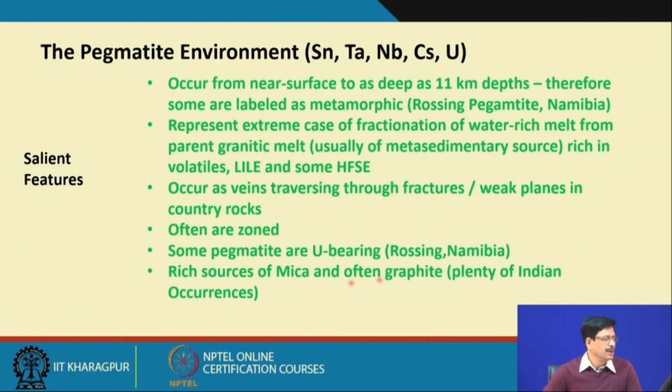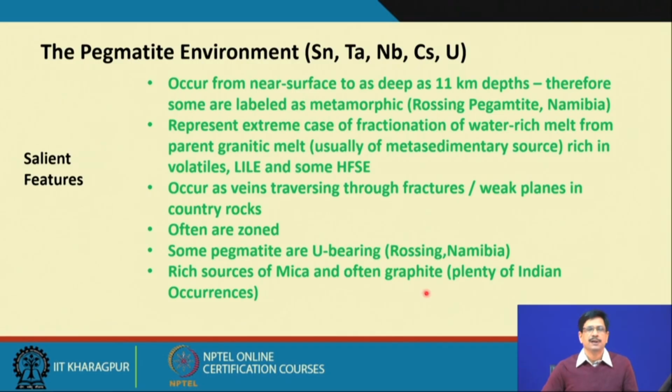And they are also rich sources of graphite, and they occur as extremely coarse grained, and sometimes these are the pegmatites which give rise to the gem variety of many of the minerals like beryl, tourmaline, which are much sought after, and they are the richest sources of these kind of gemstones in many parts of the world, including India.